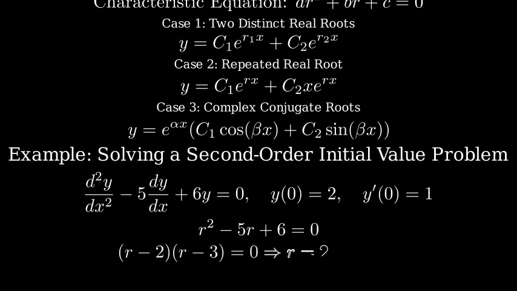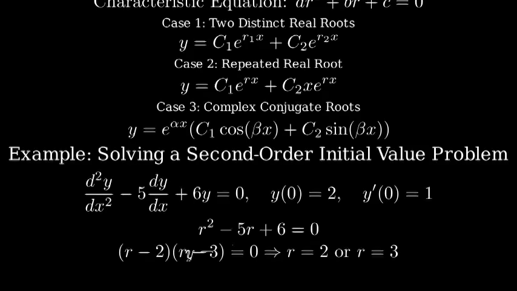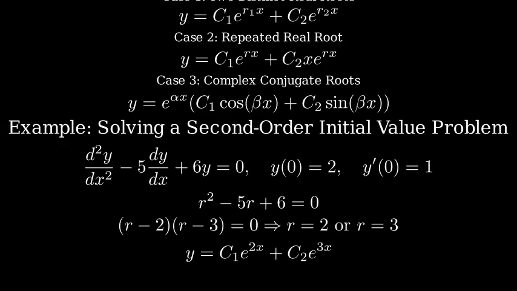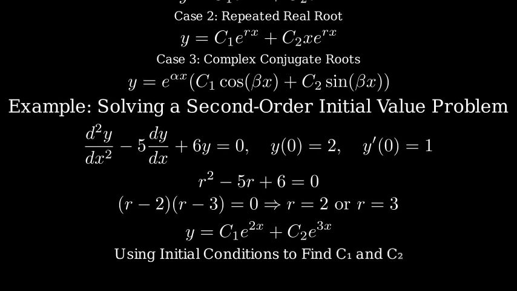Since we have two distinct real roots, the general solution is y equals c1·e^(2x) plus c2·e^(3x). Now, we use the initial conditions to find the values of c1 and c2. First, using y(0) equals 2, we get c1 plus c2 equals 2.